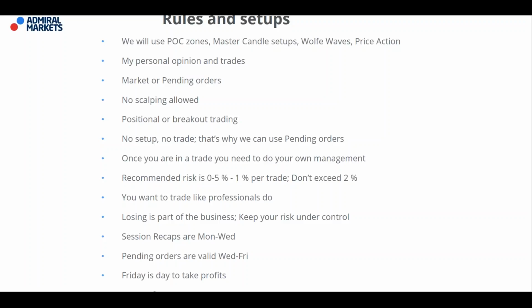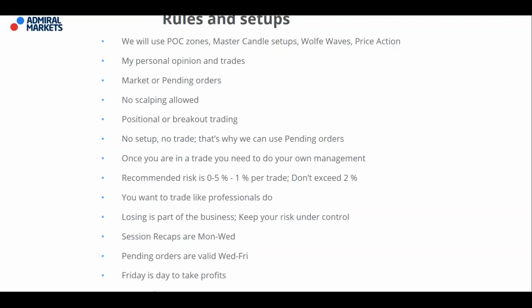Positional or breakout trading is also allowed. My goal is to show you how you can trade with POC zones by using my setups and my analysis, what I do each day with you. I still receive some questions regarding scalping. As I say, guys, you can scalp for your own account, but you need to be aware of the risks. We will not do any scalping here. You have literally thousands of systems, and I also provided scalping systems, so new traders can do that. My goal is to make you professional traders.